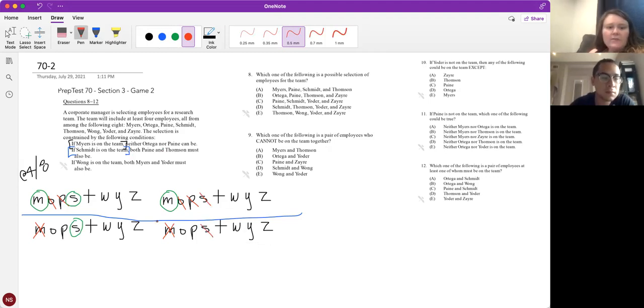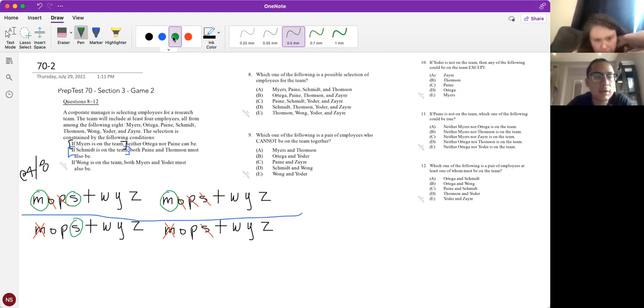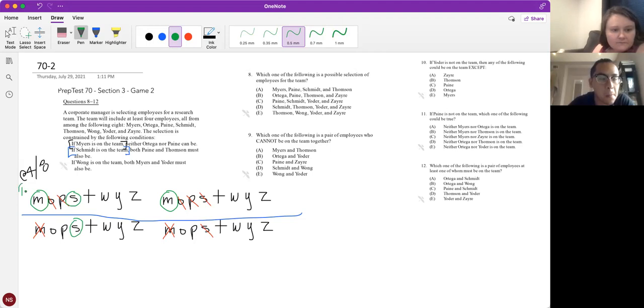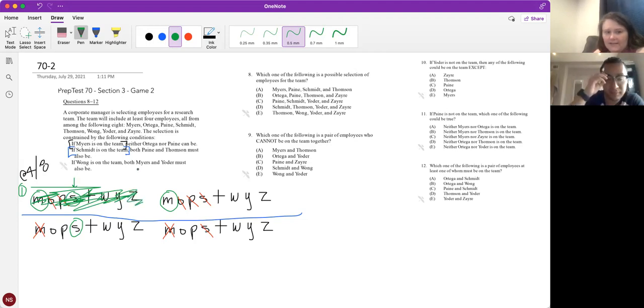All right, so what happens when we do have S? Then P and T must also be on the team. So what happens in world number 1 here? Because we have S, does it work? No, that conflicts with one of the rules. So it dies, and we cross it off. And then for the other one, it says both P and T, so I can cross P and T off here.